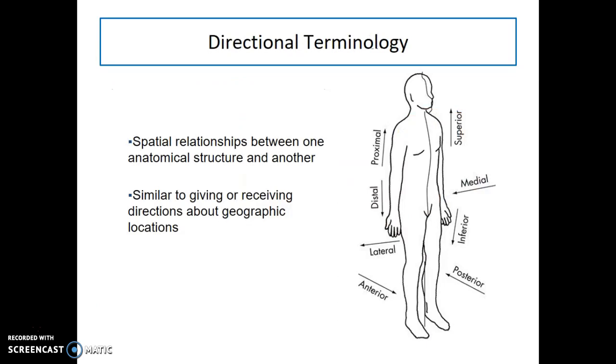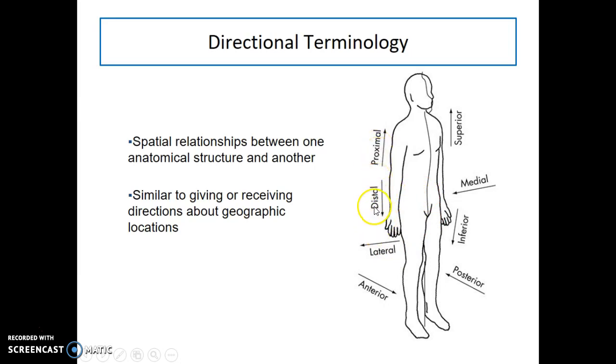Other directional terms, you can look at this map. So it's the spatial relationships between one anatomical structure and another. It's the road map on how you can describe one body part to another body part. The superior is up, inferior is down or below. You have medial, which is going towards the midline. Then you also have lateral, which is going away from the midline.